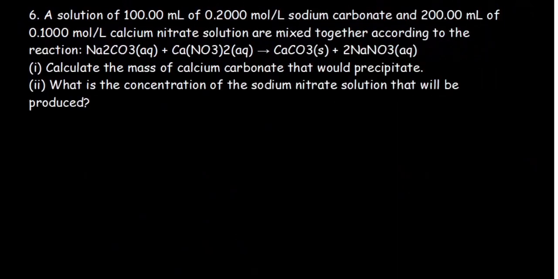Question 6. A solution of 100 milliliters of 0.200 moles per liter sodium carbonate and 200 milliliters of calcium nitrate solution are mixed together according to the reaction. The first question says calculate the mass of calcium carbonate that could precipitate. What is the concentration of sodium nitrate solution that will be produced?